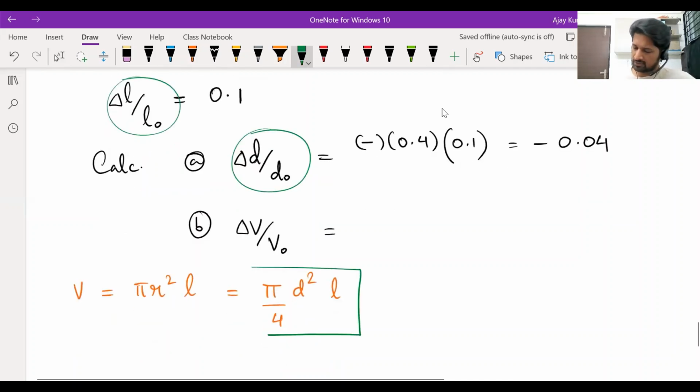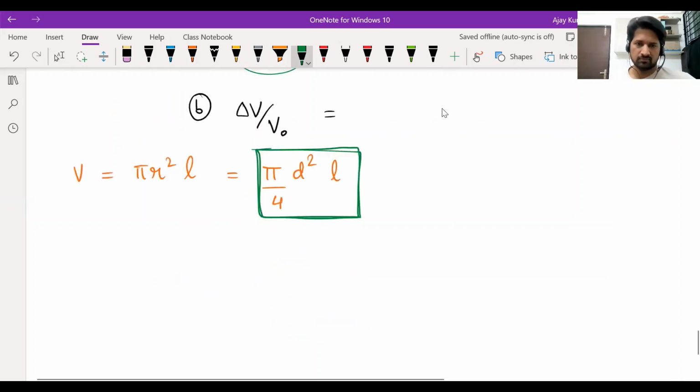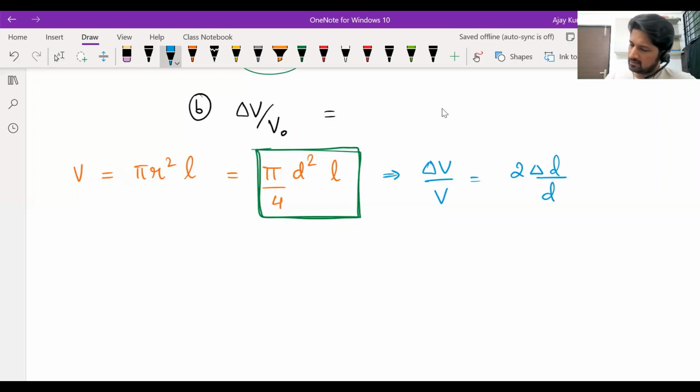That is why I wrote the formula this way in terms of diameter. Now we know relative changes in diameter and length. We need relative change in volume. Okay, simple. If you are comfortable with error analysis, you will be very comfortable with this. Those of you who remember what we did in error analysis, you can directly write like this: percentage change in volume or relative change in volume, delta V by V, simply becomes 2 times delta D by D plus delta L by L.